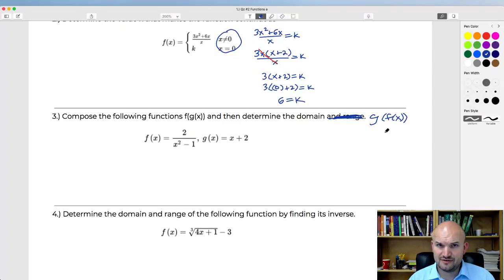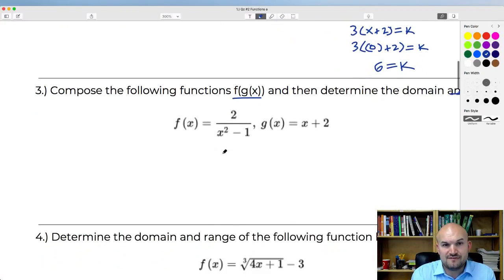A lot of students just kind of splattered their work on the paper and asked me to understand what they were doing. So it's really important when we are communicating mathematically that we are using proper notation. If I'm going to identify f of g of x, again, that is telling me that I'm going to be plugging the g of x function into the f of x function.